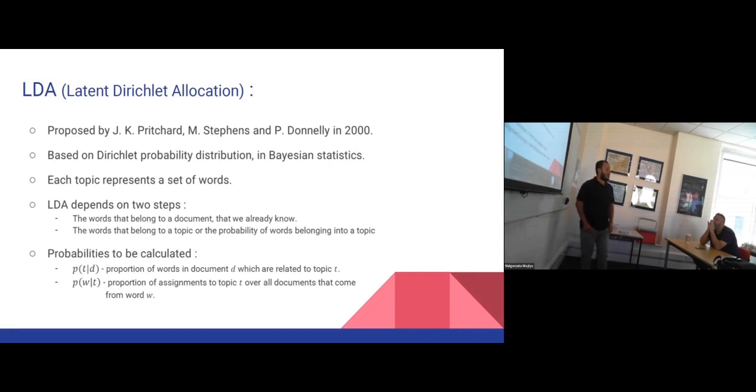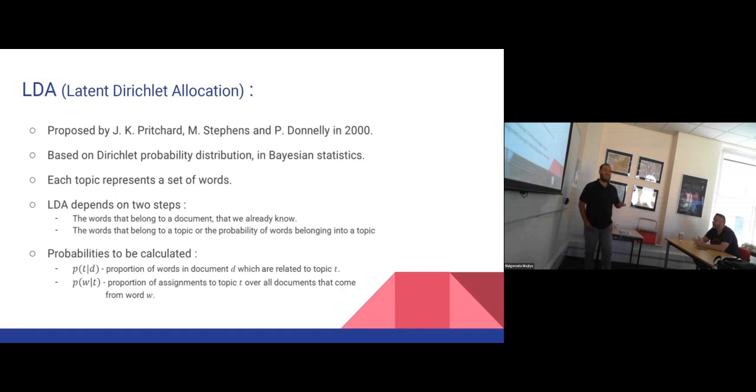Each topic represents a set of words. The Dirichlet distribution is a very important theory in statistics. So applying LDA depends on how to use this distribution to find similar words in some topics so we can group them together. LDA depends on two steps. First, the words that belong to a document, which we already know. So we might know that this word, queen or king, is related to a specific topic. And at the same time, the probability of words belonging to a topic. So if we have a specific article which contains some words, we can know that yes, this article contains this topic, depending on which words exist. So probability is to be calculated.